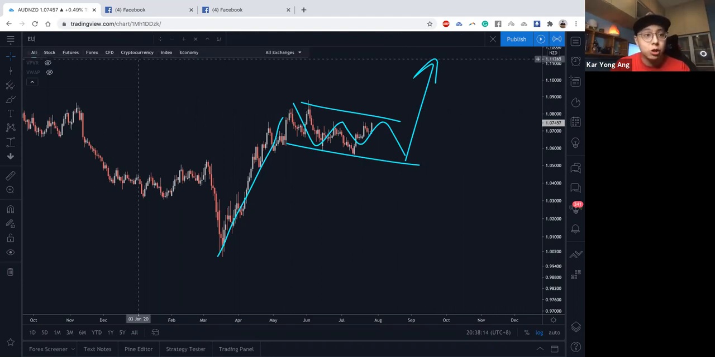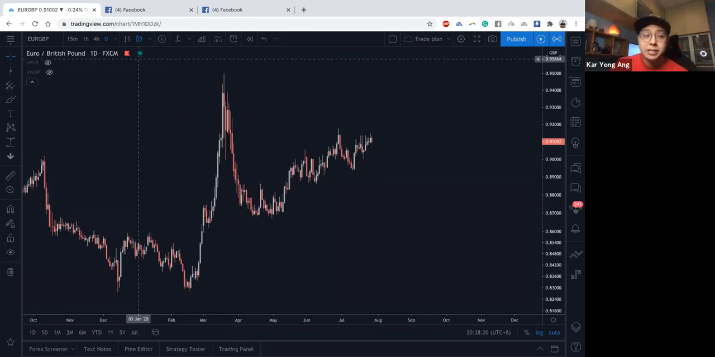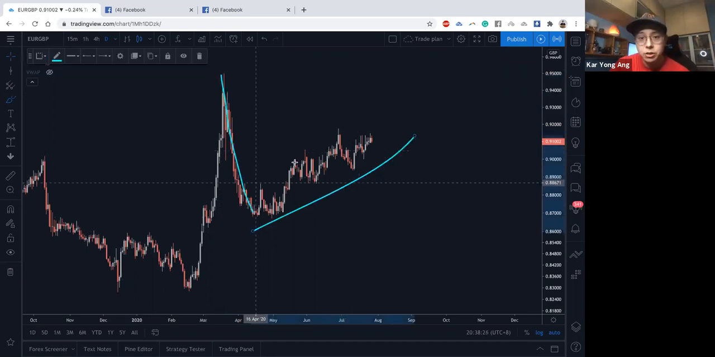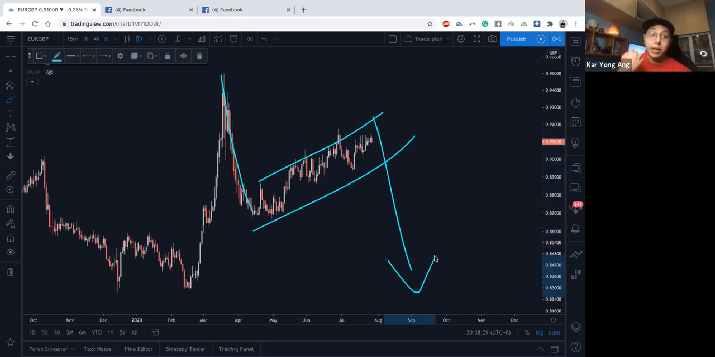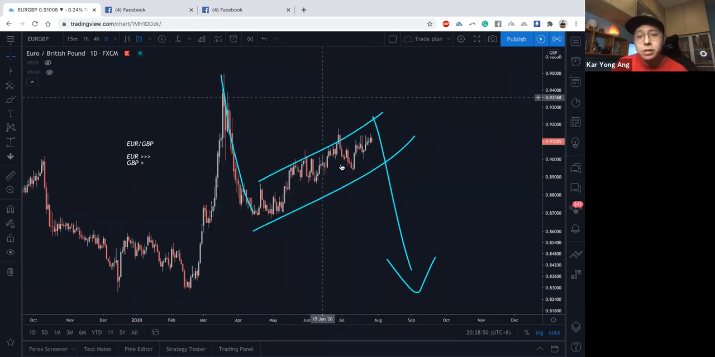The other one is actually the euro pound, because between euro and the pound, they are also quite closely correlated. Keeping this very simple again, this analysis here, this is an impulse, this is correction, you expect this to drop. So again, same principle, same concept. If euro pound is going to fall, and you put this into a ratio, and if you're looking to sell the euro or the pound, then naturally you want to sell the euro, because this pair, this ratio, will tell you that euro is likely going to weaken more significantly than the pound. And of course, vice versa.